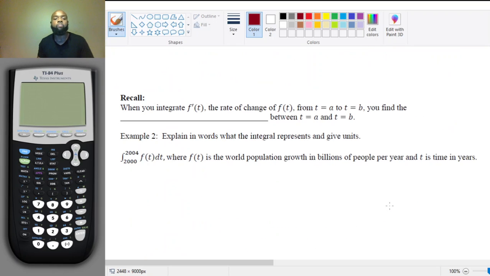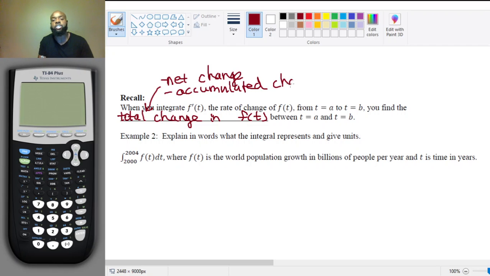And so as we've said before, when you integrate f prime of t, which is the rate of change of f of t, from t equals a to t equals b, you find the total change in f of t, in your regular function, not your derivative, but in your regular function, between t equals a and t equals b. Some other words besides total, you may hear people say net change, and you may also see people write accumulated change. All of these are basically identical statements.